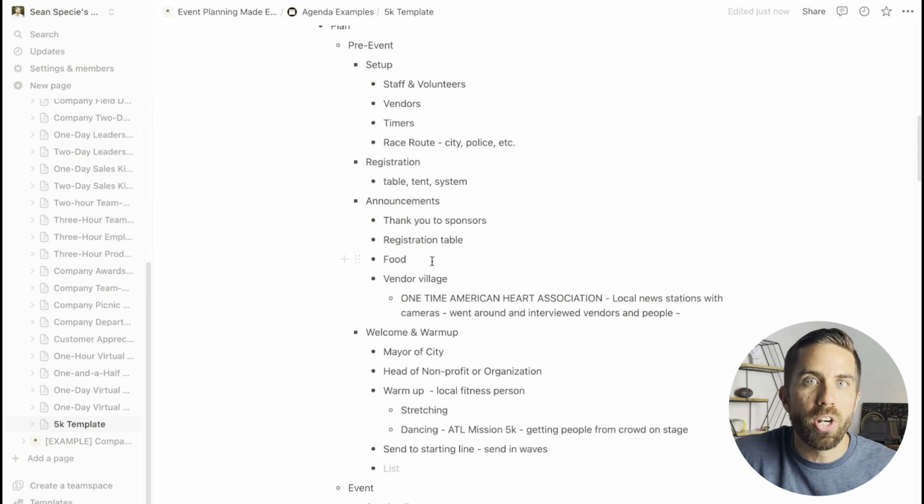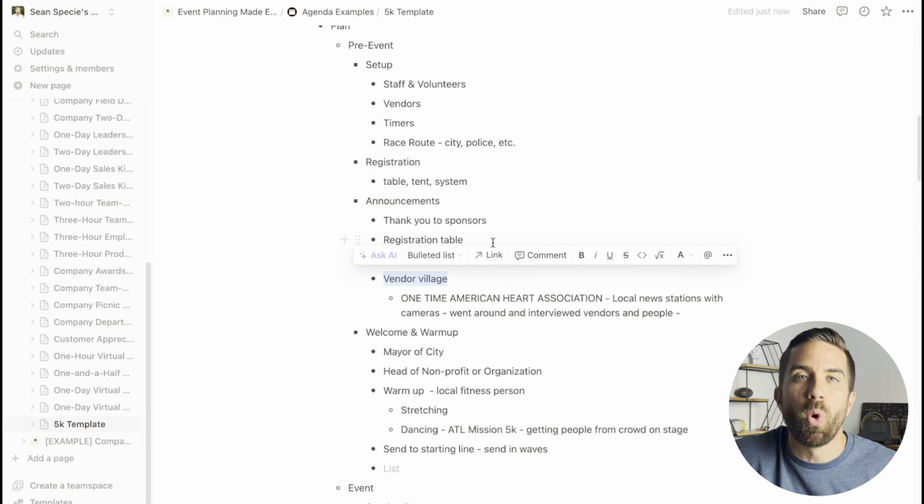I need to announce where the food and water are and things like that. I need to announce where the vendor village is, what's going on there, who's involved. One time I was working with the American Heart Association, and they had local news stations that had come in with these off-road vehicle type things.